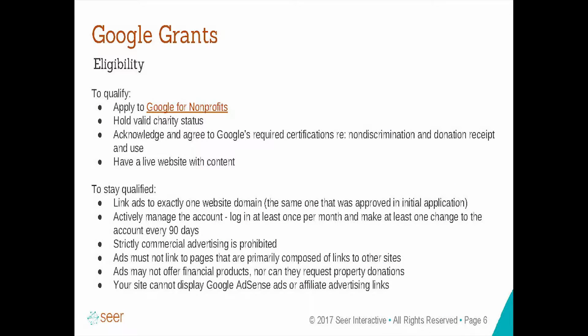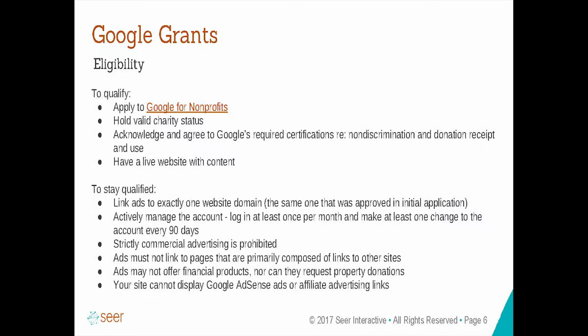So here are just a few points of eligibility. These are all on the Google Grants website that you can refer to at any time. First, you have to apply. You also have to hold a valid charity status. You have to acknowledge and agree to required certifications. And you have to have a live website with content, which is pretty obvious.